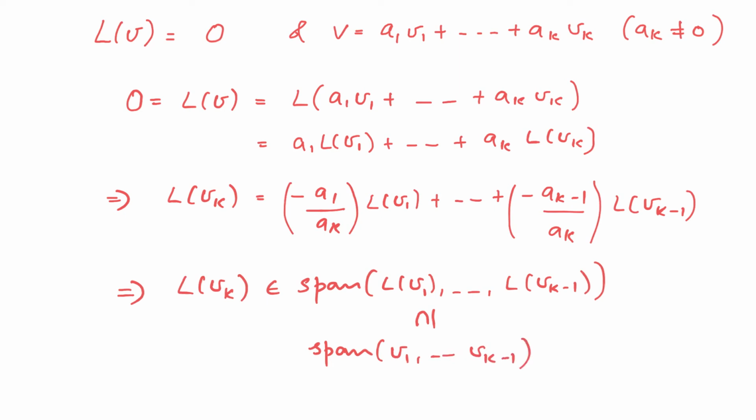That is, the coefficient of Vk when you express L of Vk as a summation Ai Vi is equal to 0. But this coefficient is equal to lambda k. Thus, lambda k is equal to 0. And this completes one side of the implication of the proof. We will now prove the other side.